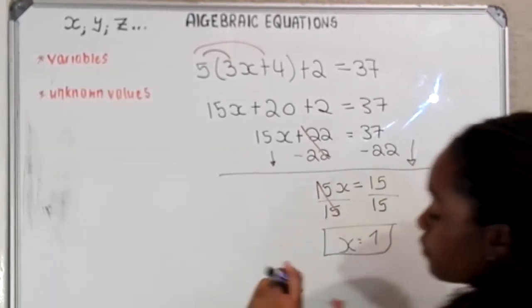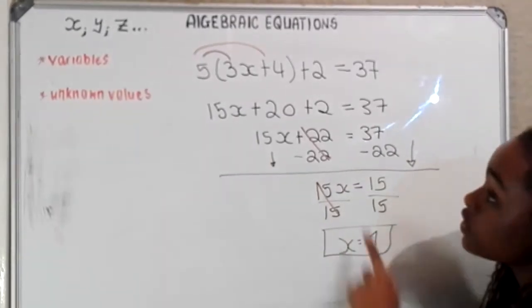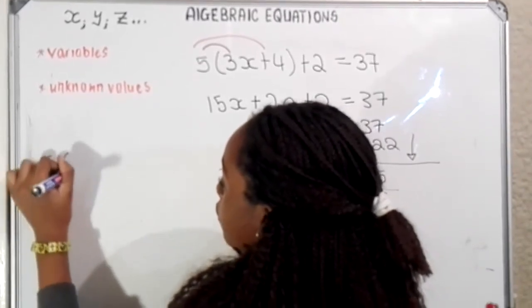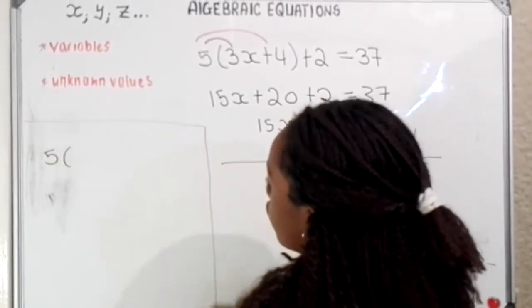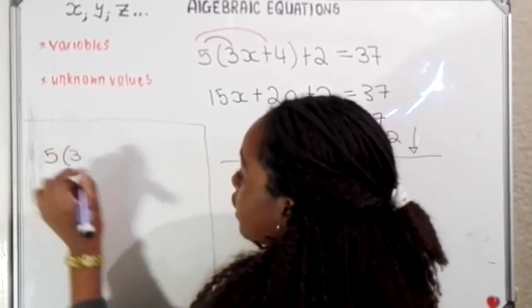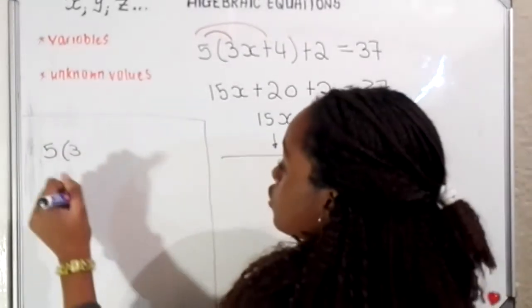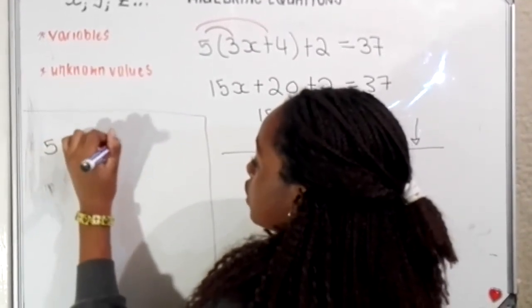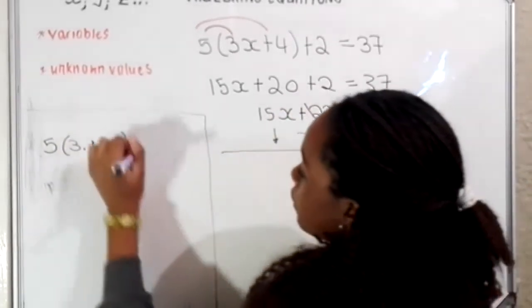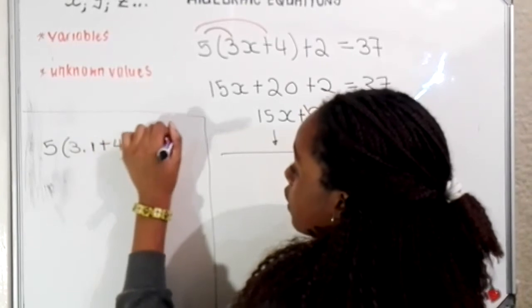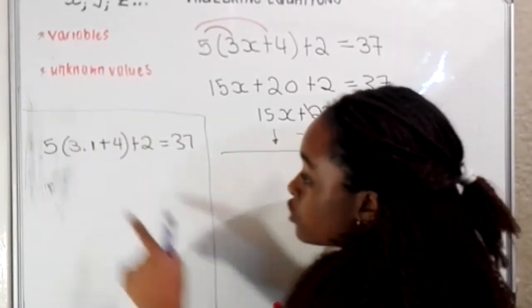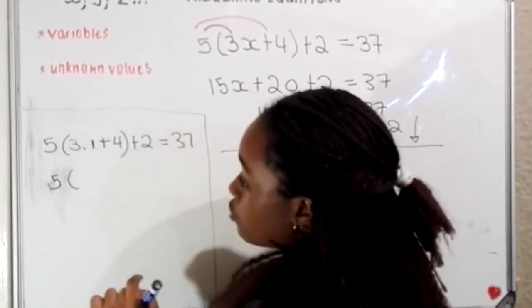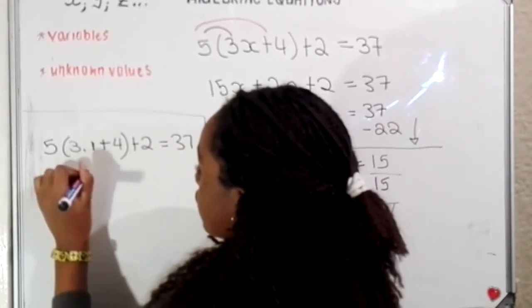And we can check it if I substitute the value of x into our equation. So we'll have 5 brackets, 3, we know the value of x, which is 1, so it's going to be times 1 plus 4, close brackets, plus 2 must give me an answer of 37, all right? So I'll do the brackets first. So I have 5. 3 times 1 is 3. 3 plus 4 gives me an answer of 7.